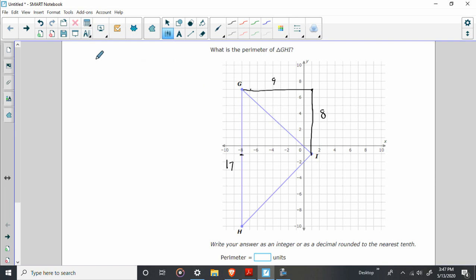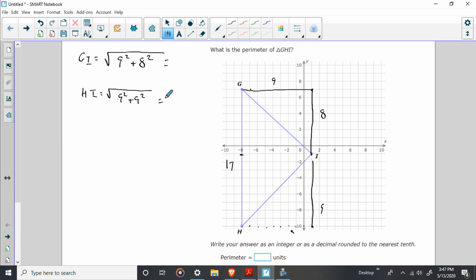So I know that GI is equal to the square root of 9 squared plus 8 squared. Okay? And down over here, again, I'm going 1, 2, 3, 4, 5, 6, 7, 8, 9. And I know that this distance is 9. Okay, so again, I got a 9 by 9, so I know that IH, or HI, I'll call it HI, is equal to the square root of 9 squared plus 9 squared.